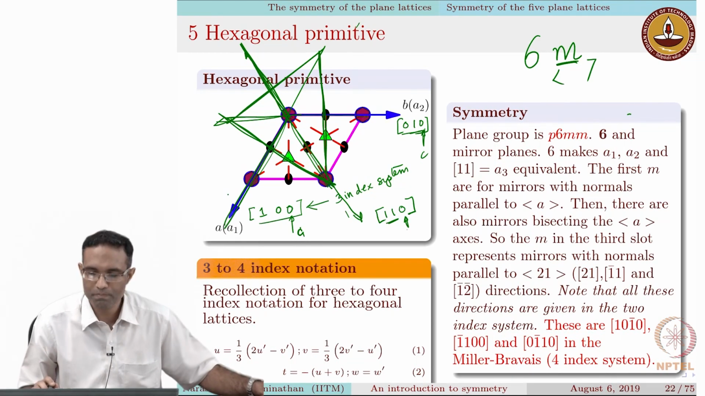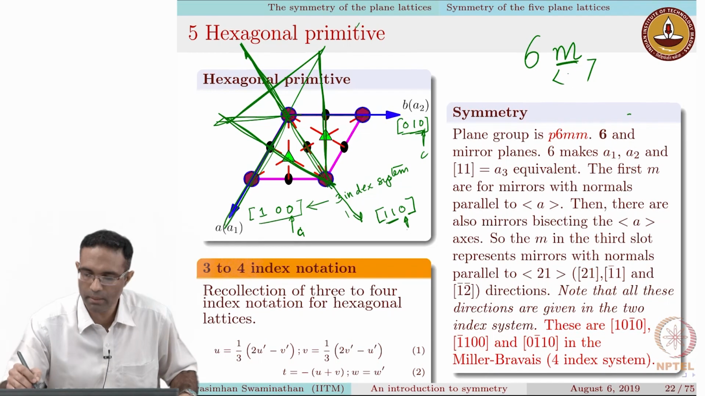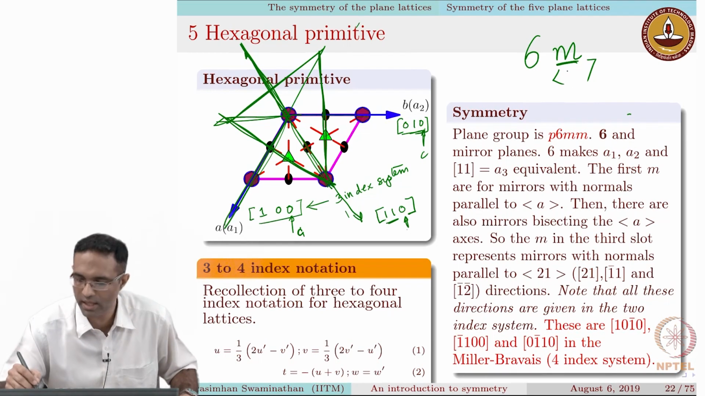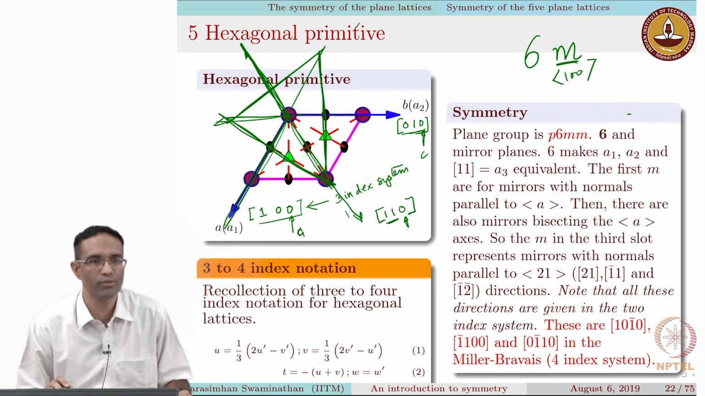So we will do that in a little bit. This M corresponds to these axes. So I will say 1, 0, 0 in the 3-index system, but you will have to convert it into the 4-index system to indeed convince yourself that they have the same set of indices.